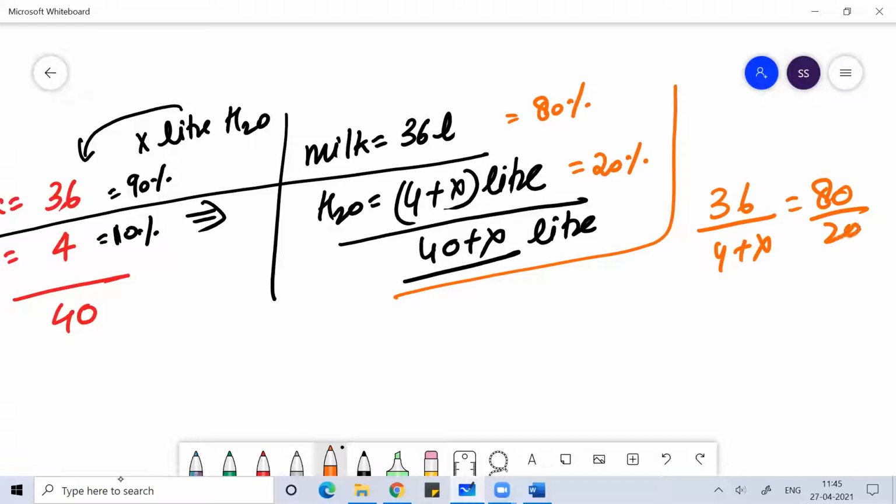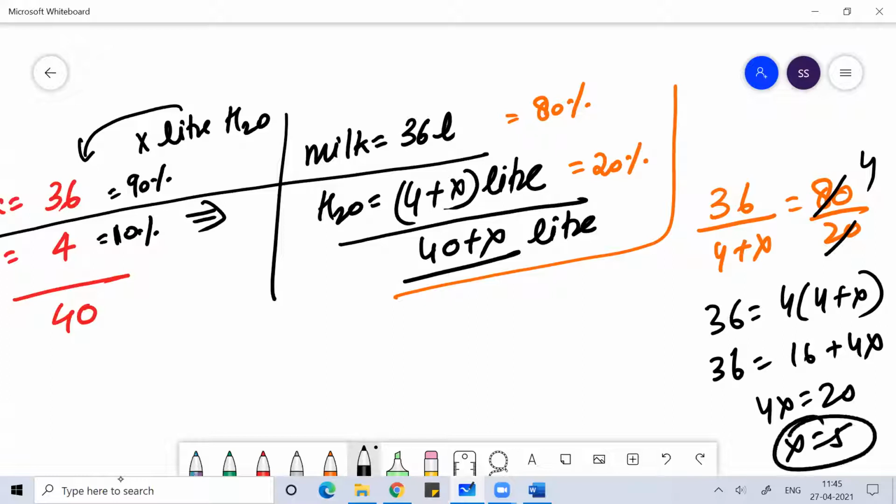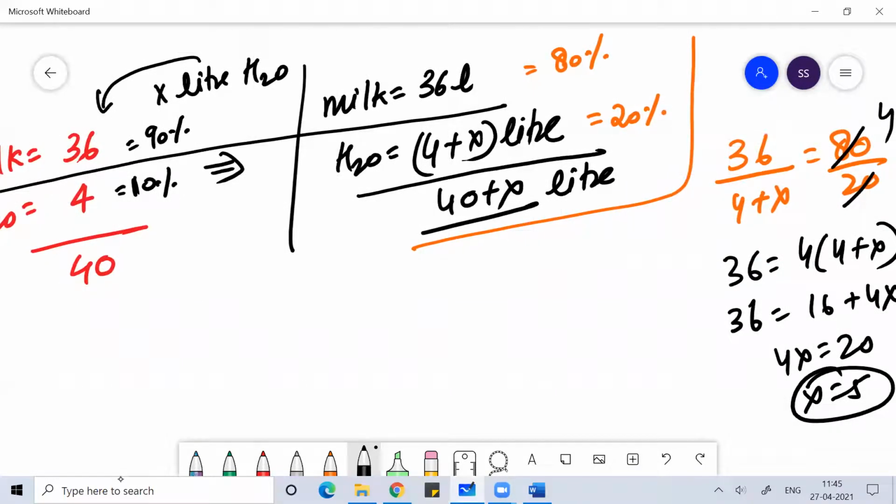So it's simple, you can solve it. 80 by 20 means 4 by 1. 36 is equal to 4 into (4 plus x). Very simple problem. 36 is equal to 16 plus 4x. So 4x is equal to 20, and the value of x is equal to 5 liter. So if you add 5 liter water into this, the water will become 9 liter, the total volume will become 45 liter, and 9 is 20% of 45. Very simple.